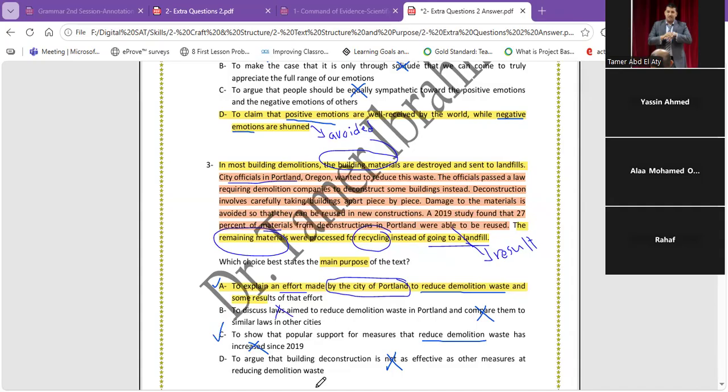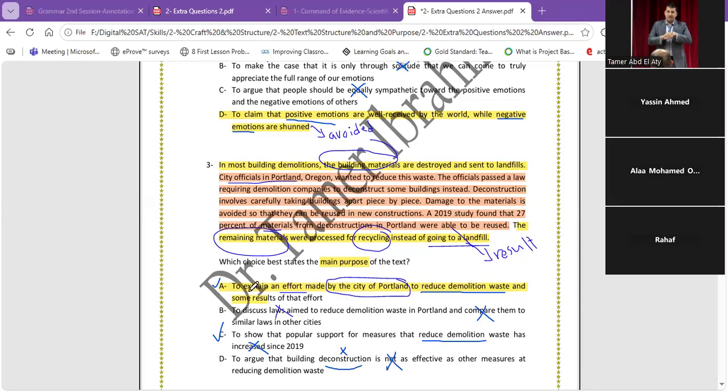D, to argue that building deconstruction is not as effective as other measures at reducing demolition waste. He didn't argue. He doesn't make any kind of argument; he just talked about stating deconstruction. Is that right? Okay, so we cancel D.